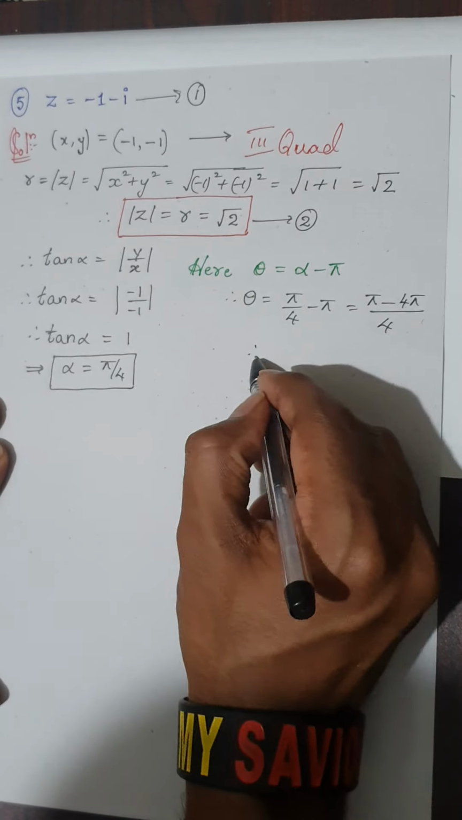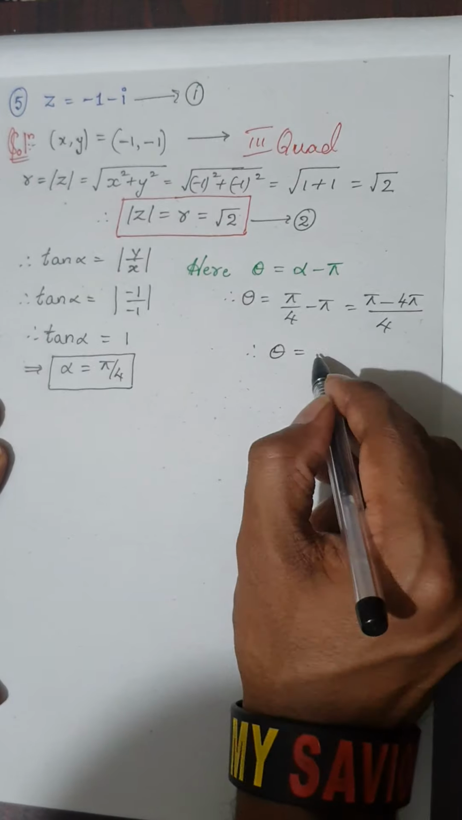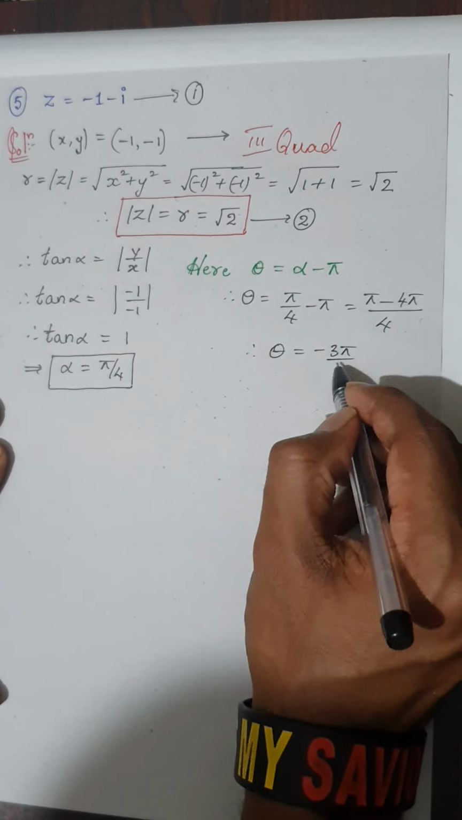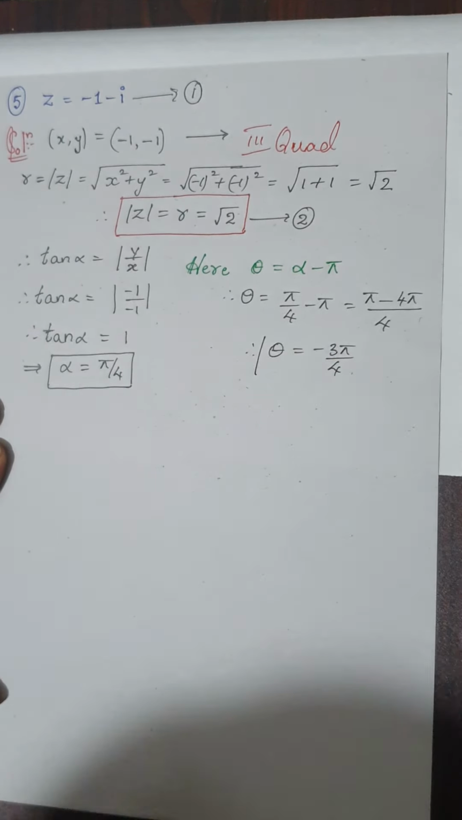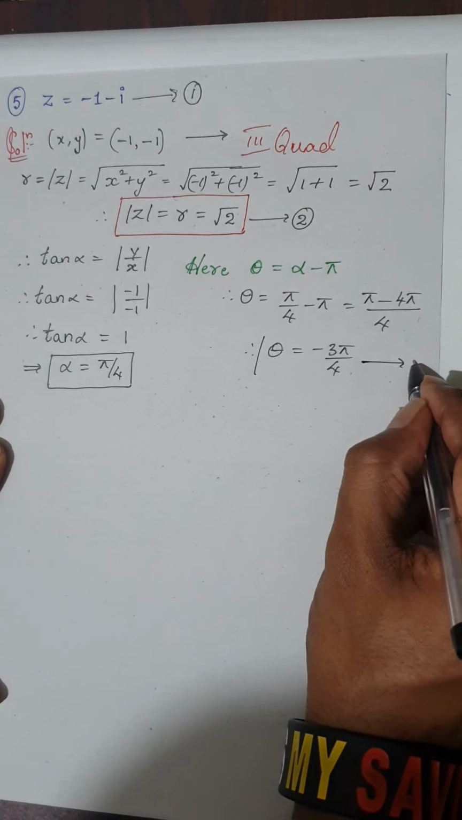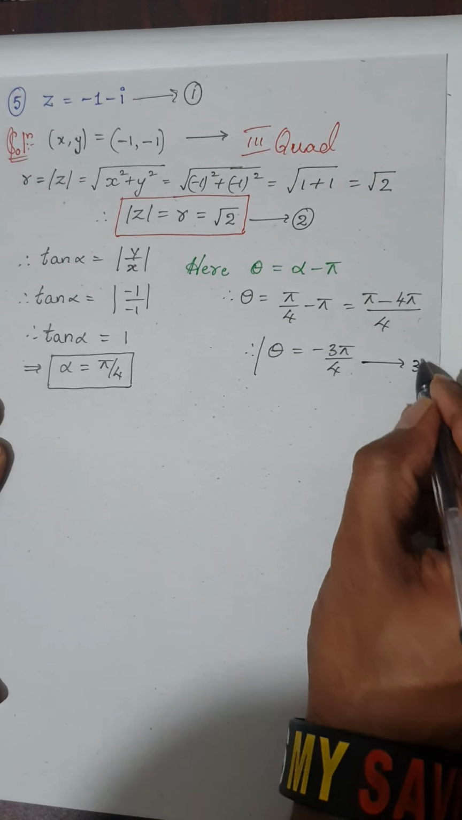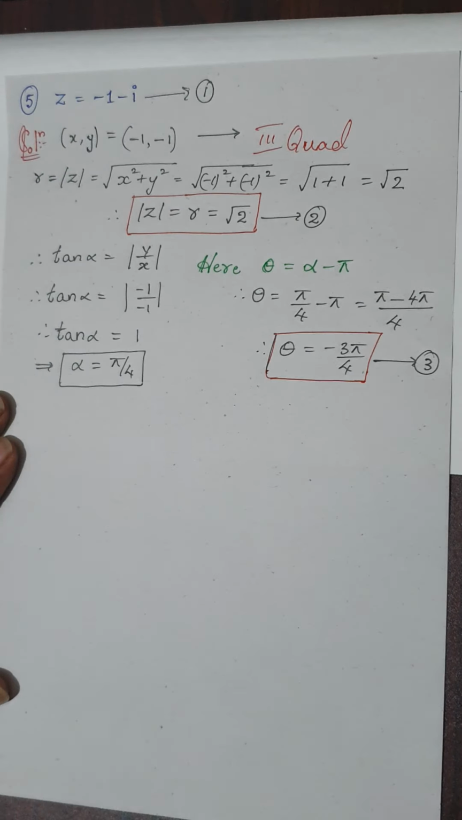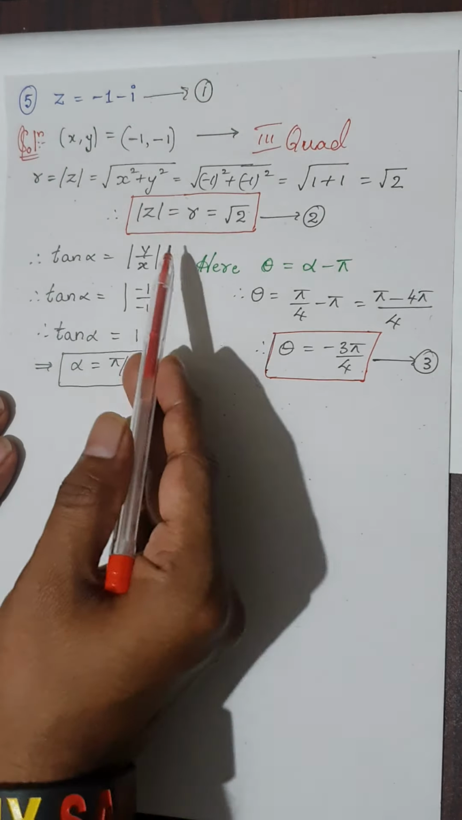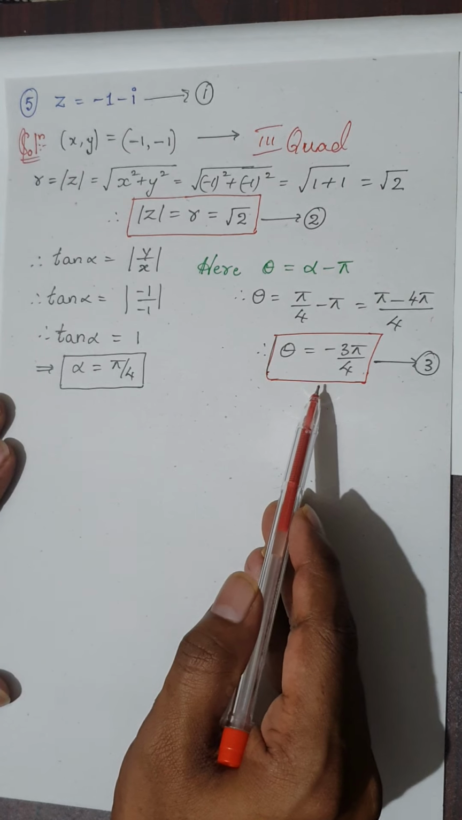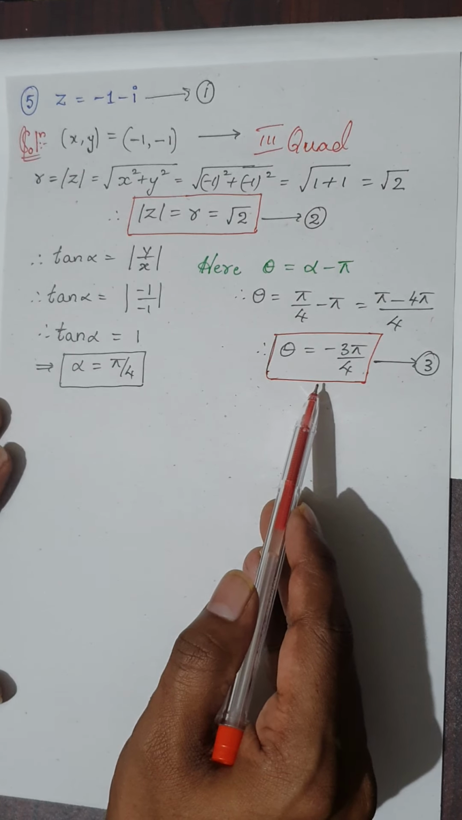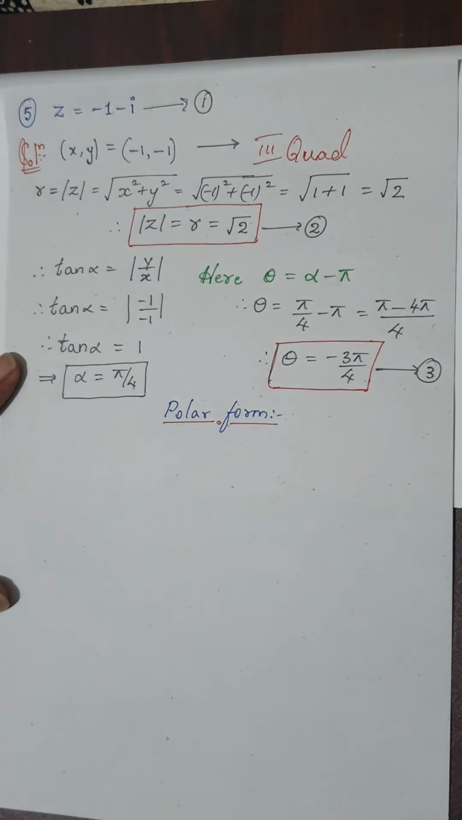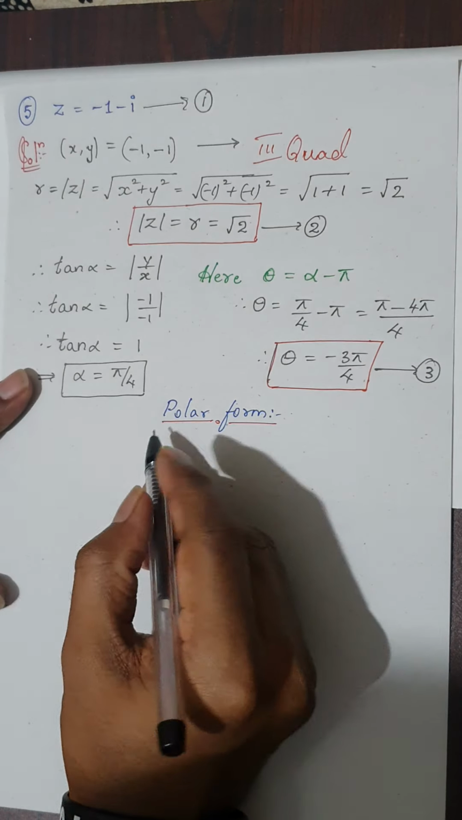Therefore, the value of theta would be minus 3 pi by 4. This will be the value of the argument. So you can take this as equation 3. I'll frame it in the red one. Once the modulus and amplitude are got, we will directly write out the polar form. So let us write the polar form directly.